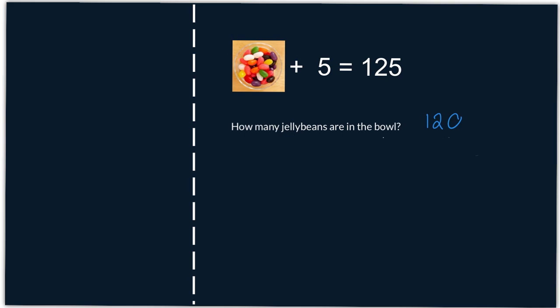Let's think about it from the algebraic point of view. If I had to write this equation, I would have written it like x plus 5. I'm using x as a quantity that I don't know. Basically, variables could be any lowercase letters that represent a real live situation quantity. So in here, x is the bowl of jelly beans. So we have this unknown quantity plus 5 equals 125.